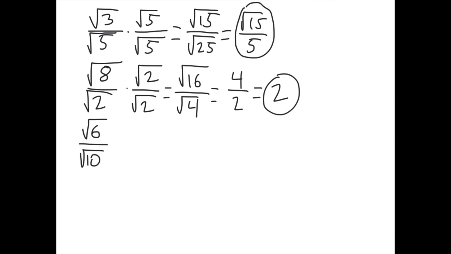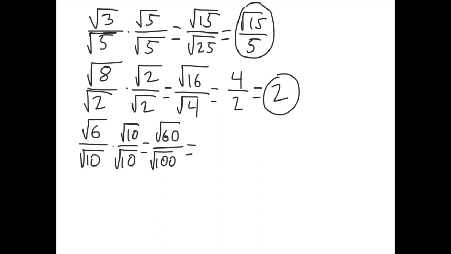Now in this case, we have square root of 6 divided by the square root of 10. So again, multiply by 1, or square root of 10 over the square root of 10. On top, that'll give us the square root of 60. And on bottom, that'll give us the square root of 100.